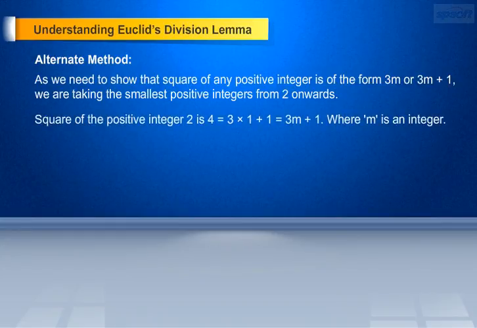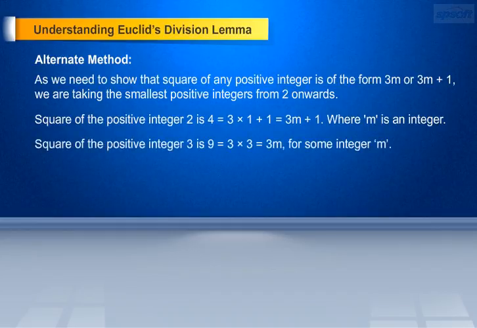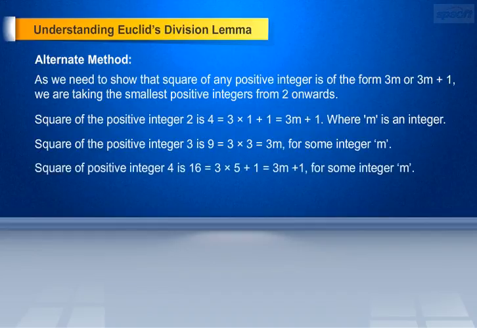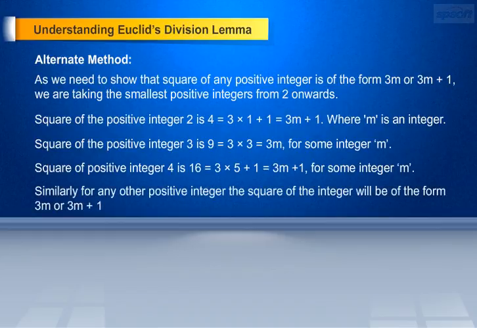Square of the positive integer 2 is 4, which is equal to 3 into 1 plus 1, which can be written as 3m plus 1 for some integer m. Square of the positive integer 3 is 9, which is equal to 3 into 3, which can be written as 3m for some integer m. Square of positive integer 4 is 16, which is equal to 3 into 5 plus 1, which can be written as 3m plus 1 for some integer m. Similarly, for any other positive integer, the square of the integer will be of the form 3m or 3m plus 1.